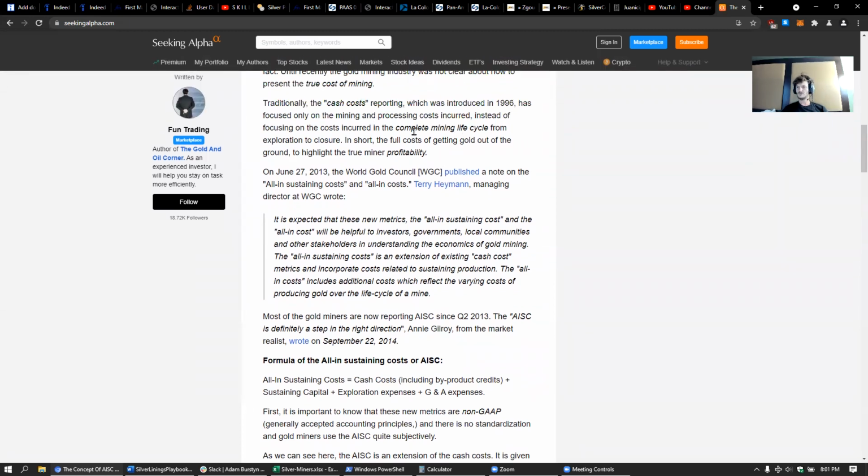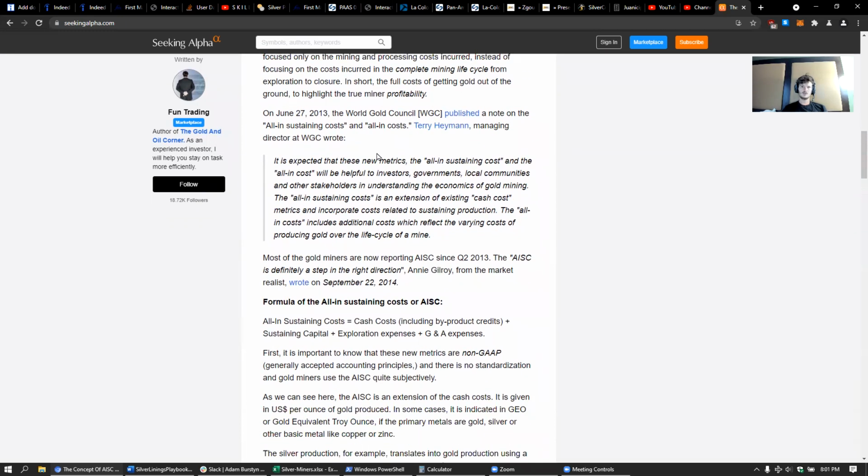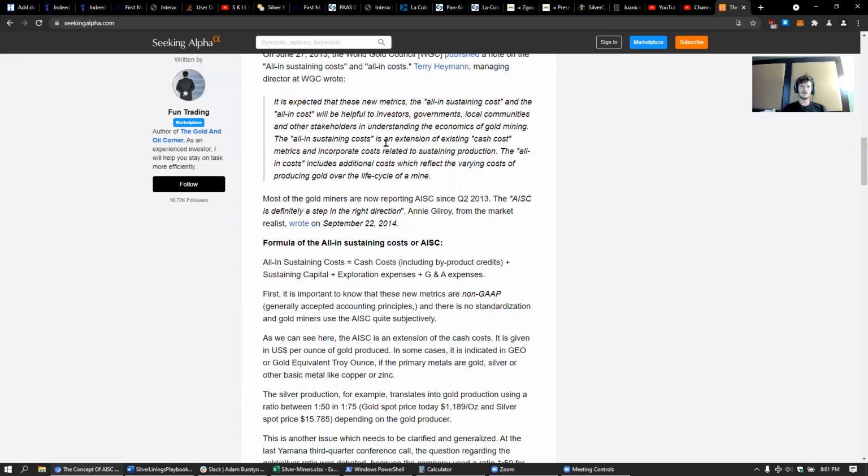they could highlight the profitability versus, say, their long-term true value. Okay, so here we go. Here's a nice article from the people who made the AISC. So that's good. It is expected that these new metrics, the all-in sustaining cost and the all-in cost, will be helpful to investors, governments, local communities, and other stakeholders in understanding the economics of gold mining.